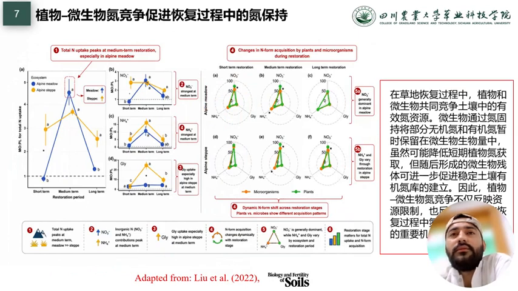Another study: during restoration, plants and microorganisms compete for available nitrogen. Although microbial immobilization may temporarily reduce the plant nitrogen availability, it retains nitrogen within the soil system. After microbial turnover, these retained nutrients can contribute to stable organic nitrogen formation.